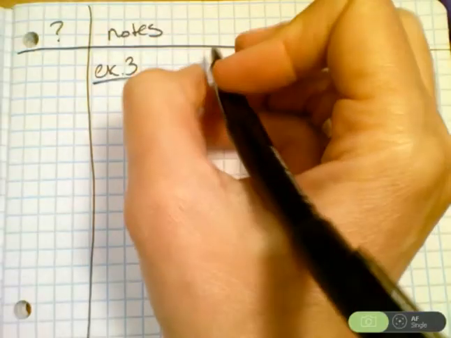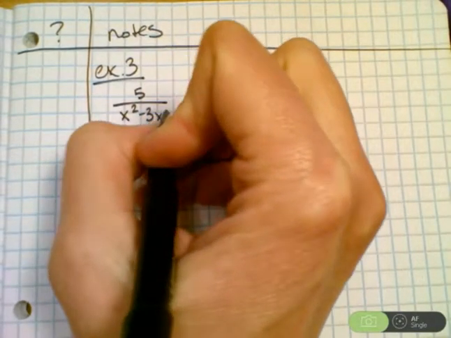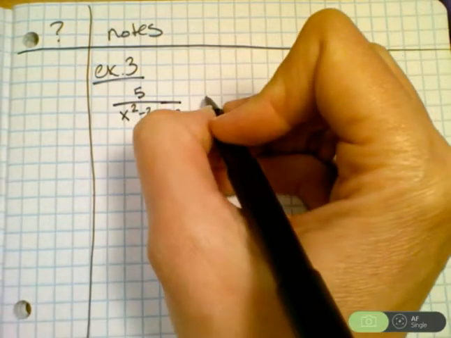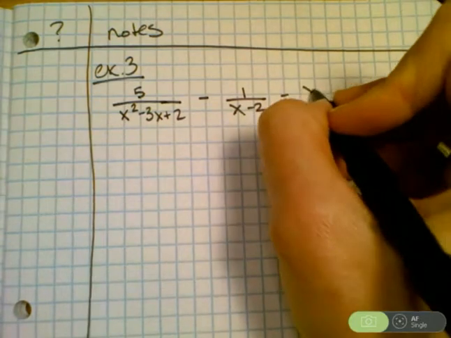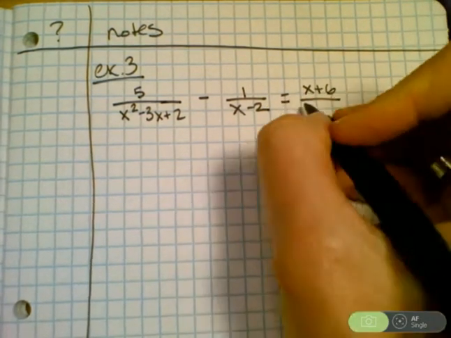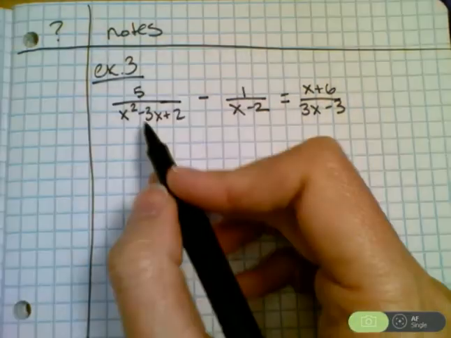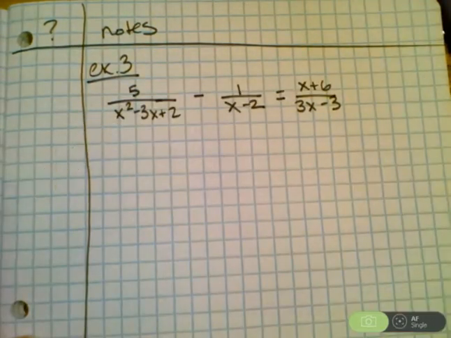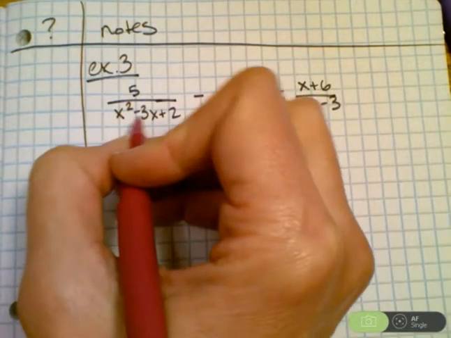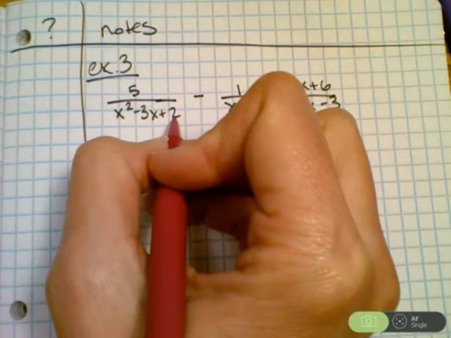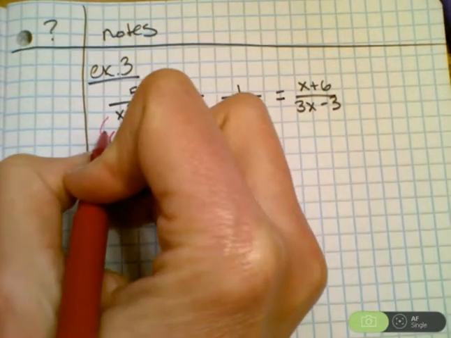Example 3, we have 5 over x squared minus 3x plus 2 minus 1 over x minus 2 equals x plus 6 over 3x minus 3. So we want to start by factoring, thinking about all of these denominators. So I have x minus 2 there. Here I need two things that multiply to positive 2 and add to negative 3. So I'm just factoring this.